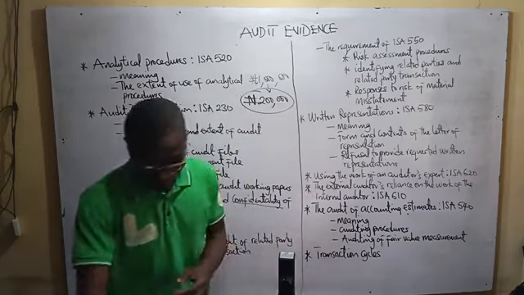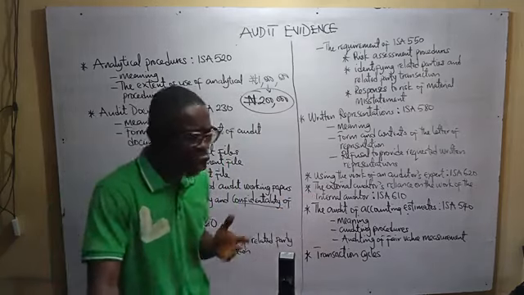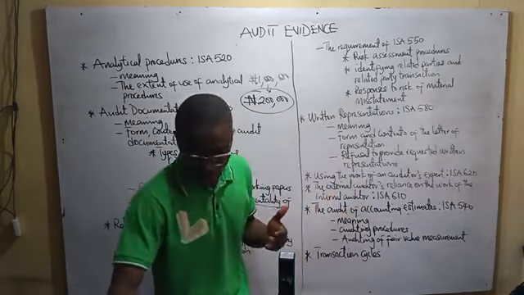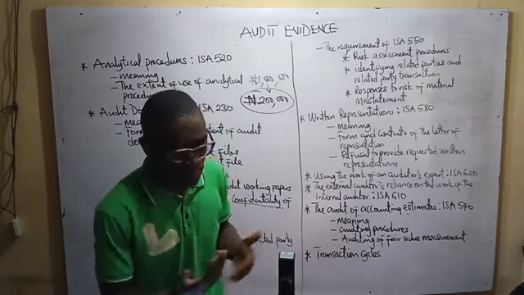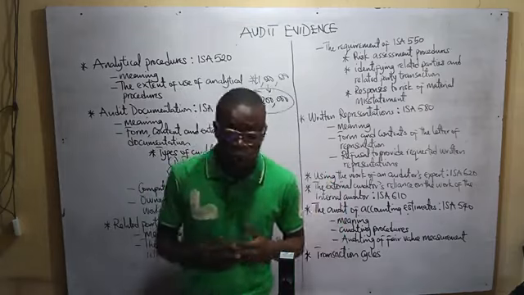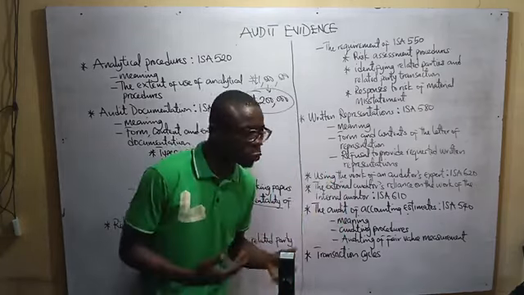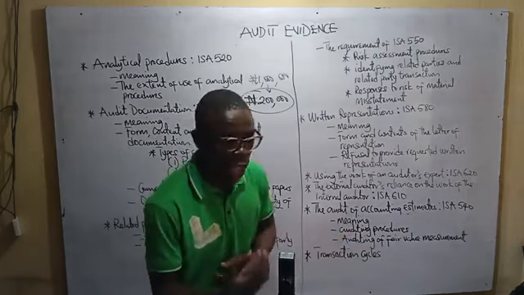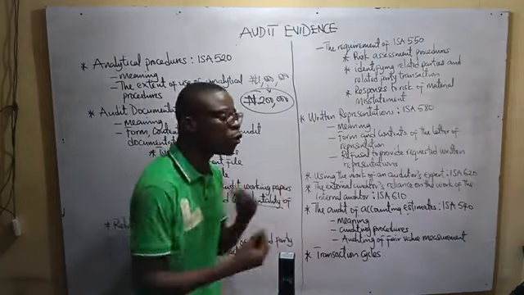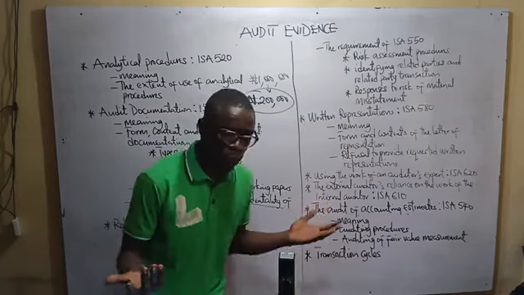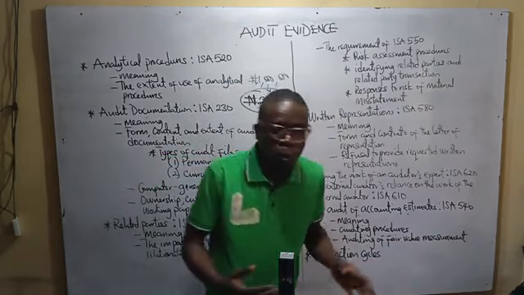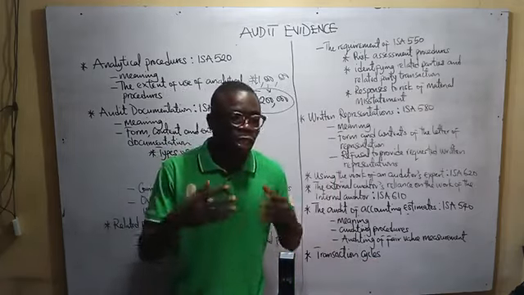So another thing that the external auditor will consider before relying on the work of the internal auditor is the need for effective communication between the internal auditor and the external auditor. That means if there is no effective communication, whenever the external auditor needs some information or some explanation on some area, what happens? It will affect the work of the external auditor, and this is what the external auditor will need to look at before relying on the work of the internal auditor.